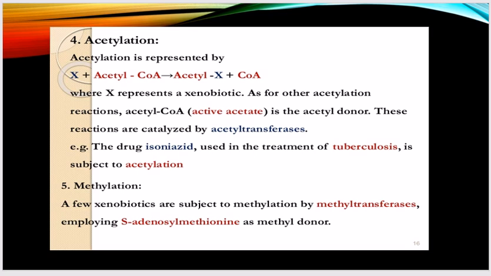These reactions are catalyzed by acetyltransferase. For example, a drug like isoniazid, which is used in the treatment of tuberculosis, is subjected to this reaction, that is acetylation. The next reaction, which describes conjugation, is methylation. A few xenobiotics are subject to methylation by methyltransferase, which uses S-adenosyl methionine, which acts as a methyl donor.